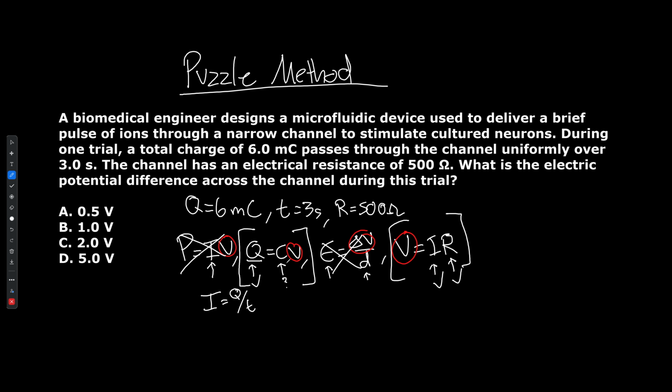The problem with Q is equal to C times V is we don't really have a direct way to solve for C. That's the problem with that one, whereas in V is equal to IR, I literally directly gave you both. I gave you I, because we can just do Q divided by T, and I already gave you R. So essentially, we're going to be using this V is equal to IR equation to solve for our voltage.